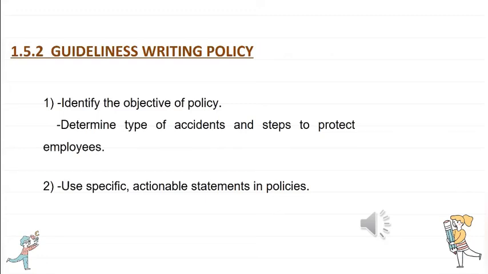Okay, for the guidelines on writing policy, firstly, you should identify the objective of the policy. You also have to determine the type of accidents and the steps to protect the employees that should be taken by the company before you draft the specific provisions for the safety policy. Secondly, you can also use specific and actionable statements in the policy. Furthermore, you should make each provision of your safety policy actionable and use specific samples of the types of safety actions that the worker should take.